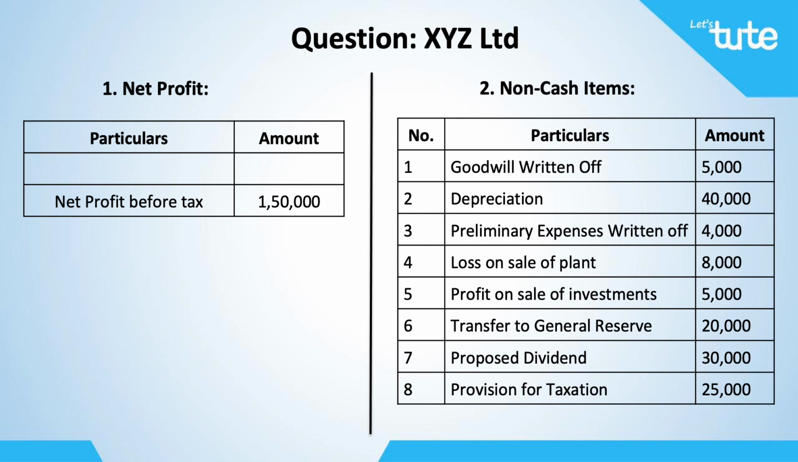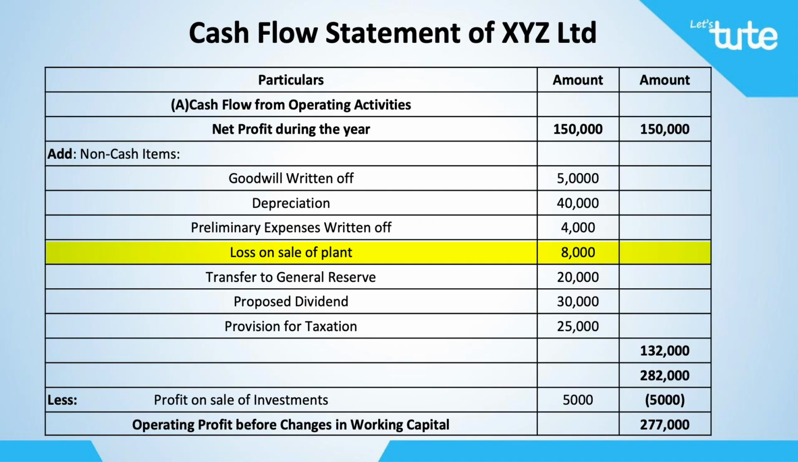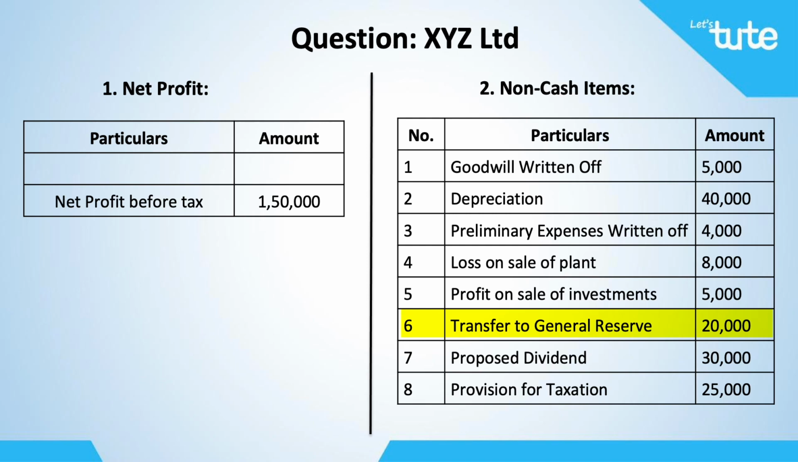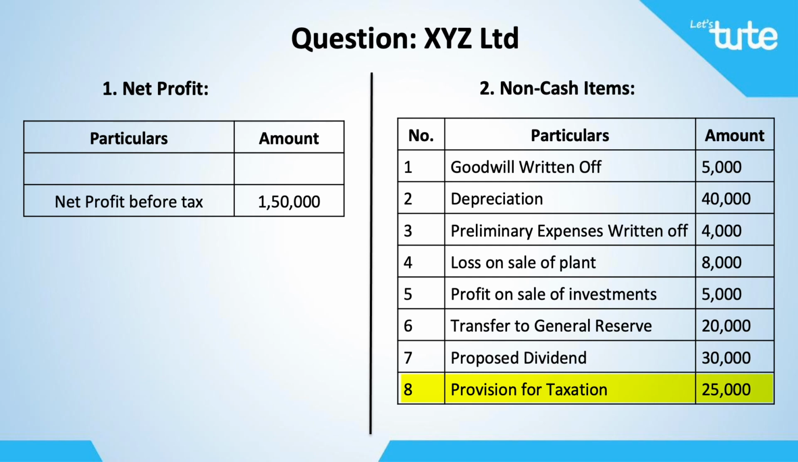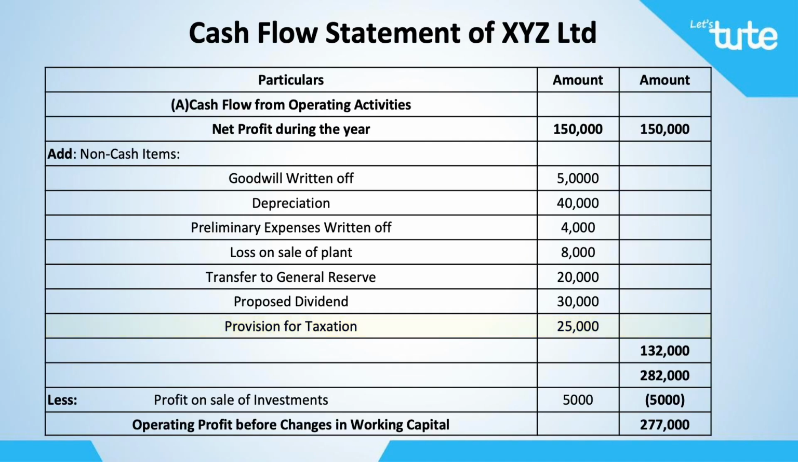Here, the non-cash items would include goodwill written off, depreciation, preliminary expenses written off, loss in the sale of a plant, transfer to general reserve, proposed dividend, and provision for taxation. The total of all these non-cash items would be 132,000, which will be added back to the amount of net profit.